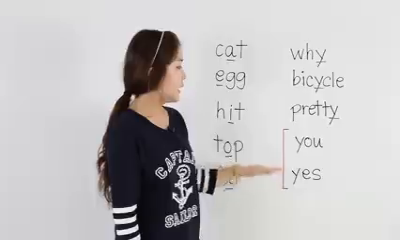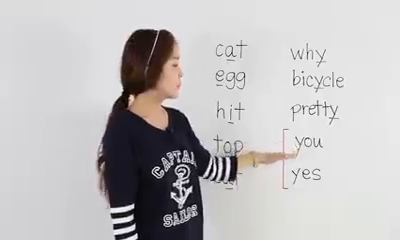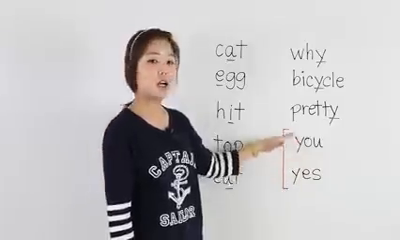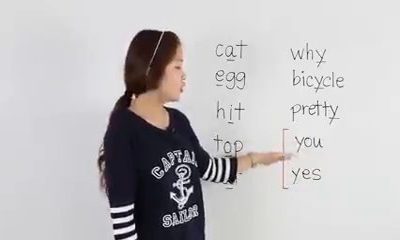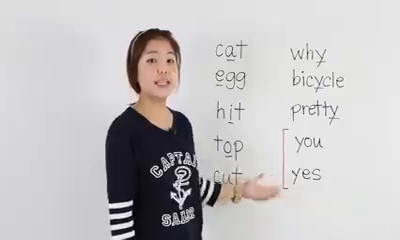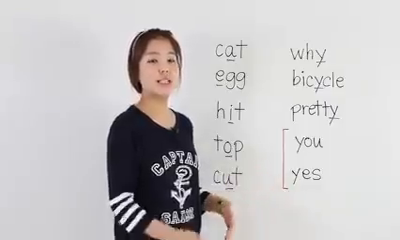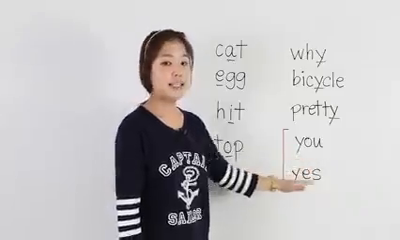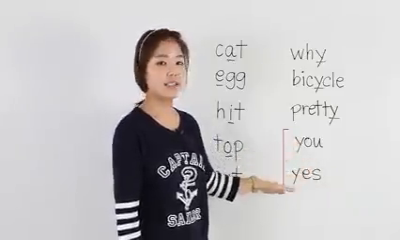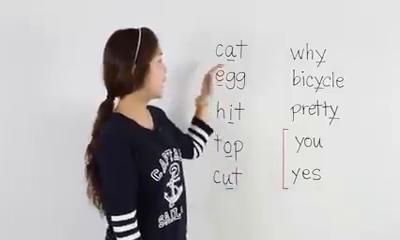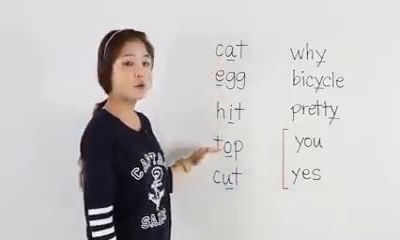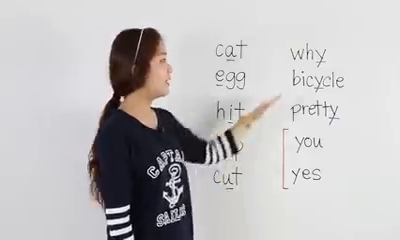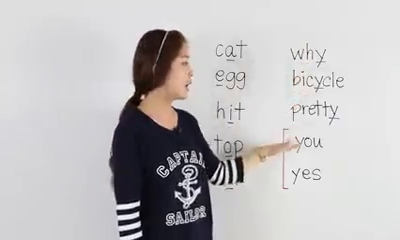Now, in the last 2 words, and yes, the letter Y is a consonant. Usually, if Y comes at the beginning of a word, or if it makes a Y sound, for example, you, yes, it is a consonant. Okay, so again, 5 main vowels, A, E, I, O, U, and Y, the special vowel.